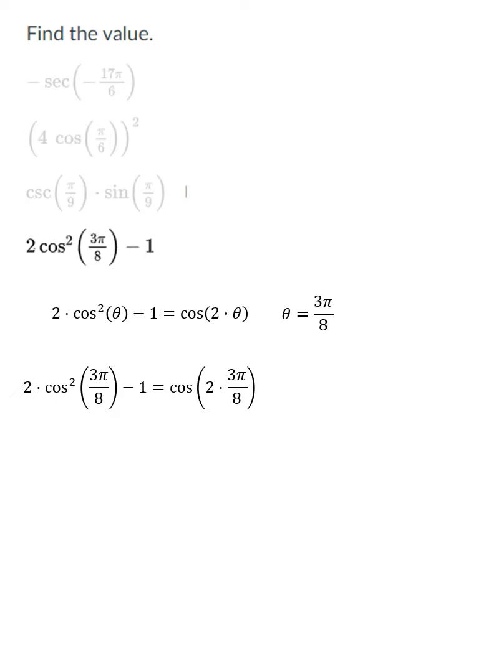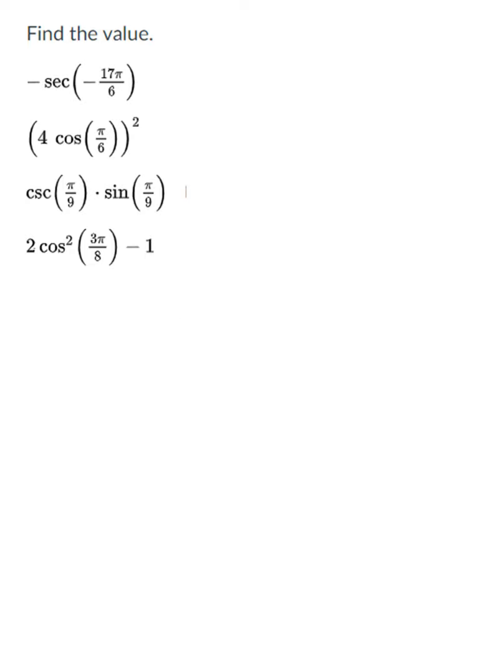The right side can be computed directly because while 3 pi over 8 may not terminate at our favorite points, 2 times 3 pi over 8, which is 3 pi over 4, does terminate at one of our favorite 16 points, and we know the cosine of that to be negative radical 2 over 2. And that completes this problem.